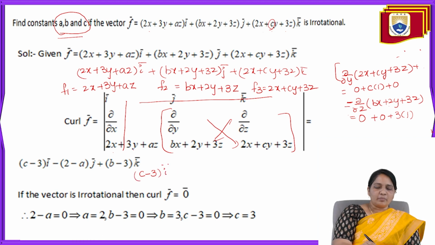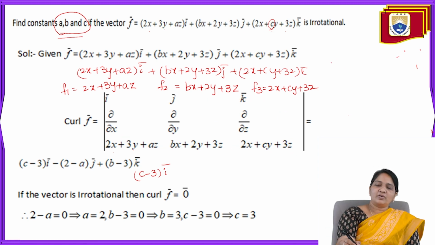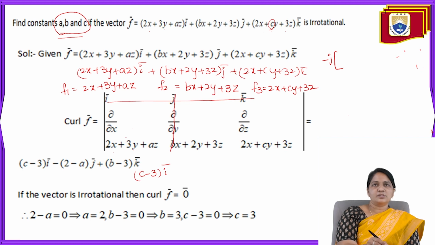Now I am doing the next value, the second value, which is minus j of. When I am doing it for j, I need to do the cross product for these four terms. So ∂/∂x of 2x plus cy plus 3z, minus ∂/∂z of 2x plus 3y plus az.